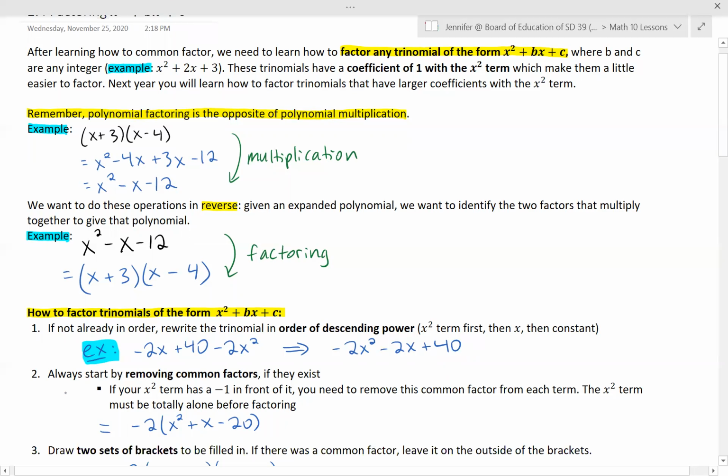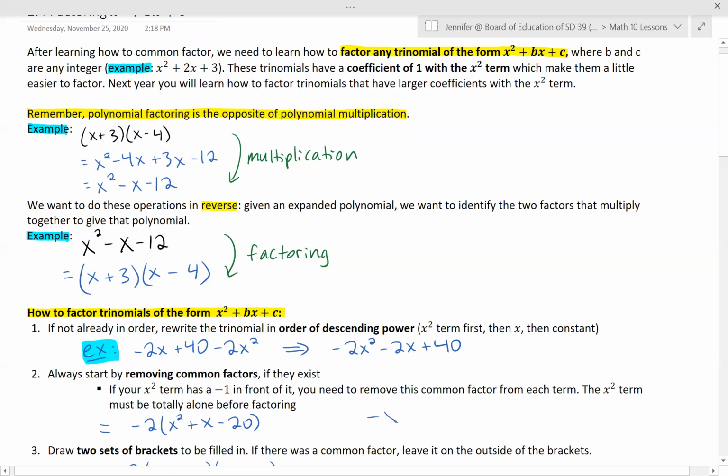The second step is you're always going to start your regular factoring by doing common factoring first. Remove any of the common factors if they exist. So in this example, they all have a common factor of -2. So I took out that -2, and then I left in brackets what would be left over if we divided every term by -2.